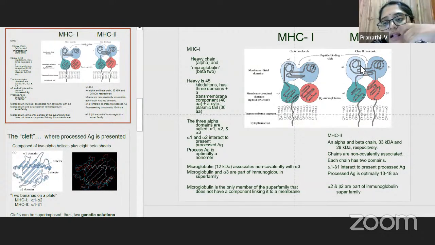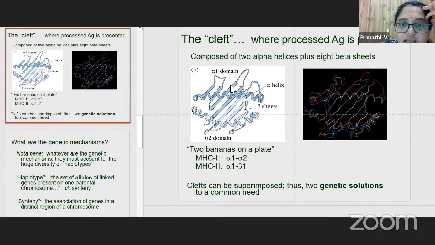MHC2 has 2 alpha chains and 2 beta chains, again non-covalently associated, and each has 2 domains. Alpha 1 and beta 1 interact, and alpha 2 and beta 2 are present, and they belong to the immunoglobulin superfamily. Alpha 1 and alpha 2 present the processed antigen, which is around 13 to 18 amino acids. You have the alpha 1 domain, alpha helix, and beta pleated sheets, so you have a cleft present.